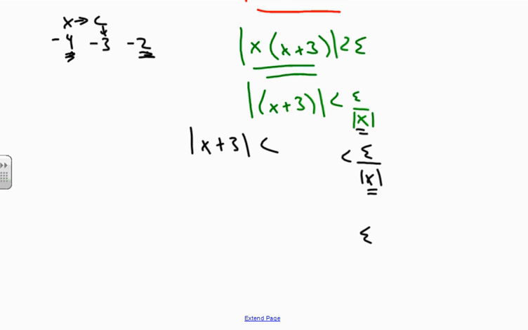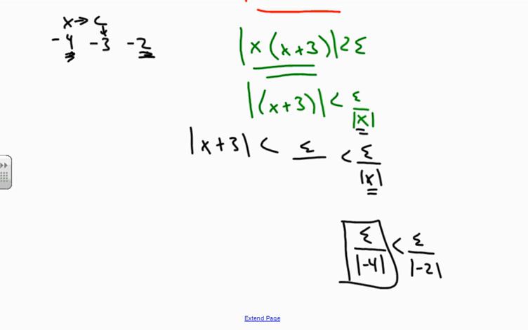So if you compare the absolute value of -4 to the absolute value of -2, which one is going to be greater? Well, epsilon divided by 2 is going to be greater than epsilon divided by 4. And because this one is the lesser of the two evils, we're going to take those and plug that in there. So we have epsilon divided by 4.